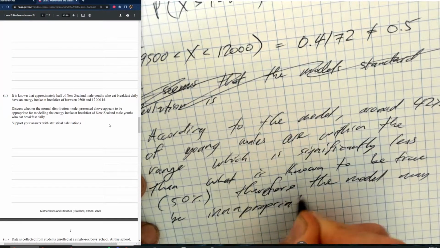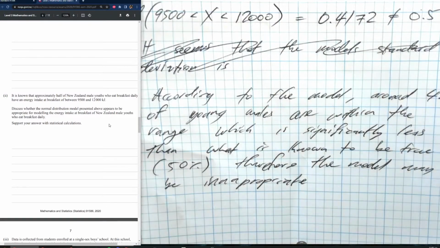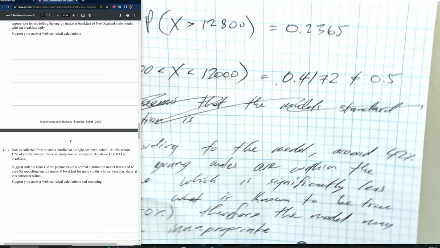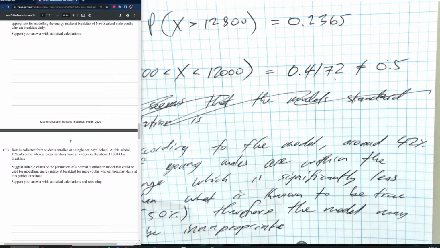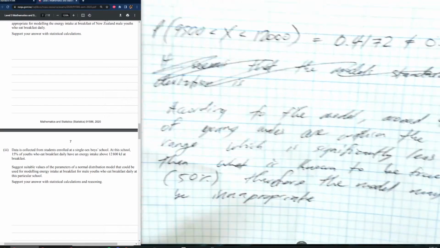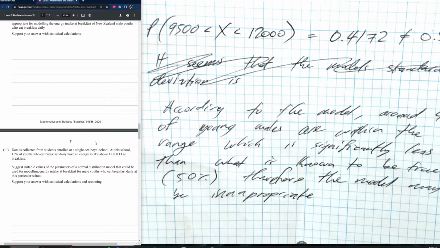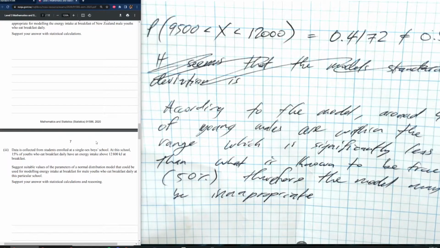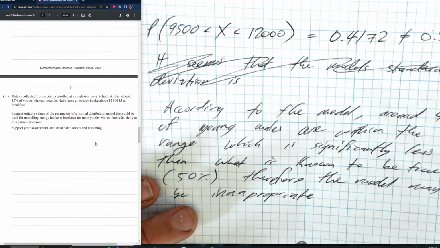I love how you guys have to look at my horrible writing, but this is what we have to look at when we're marking it. I think that should cover that question. Pretty much what they really wanted was the calculation and then comparing the stat that they gave to the calculation. Just saying that it's inappropriate is pretty much what they want you to do.